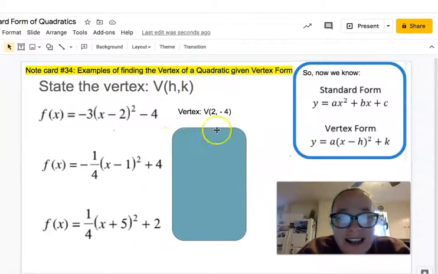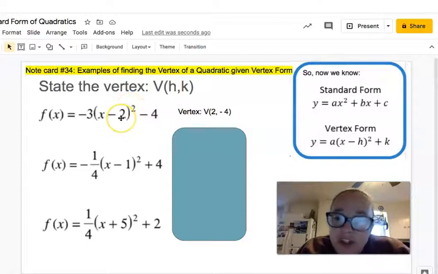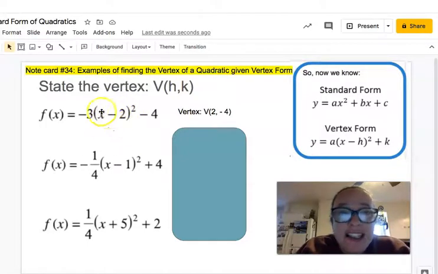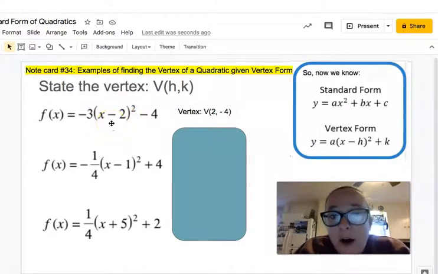So let me go back to this. All right, if you want just a shortcut, you ZPP, or do the zero product property, or just set that equal to 0 inside the parentheses. So x minus 2 equal to 0, you solve it, you would get 2 for H. And then K is just whatever's sitting over here. If you're given vertex form, it's that simple.